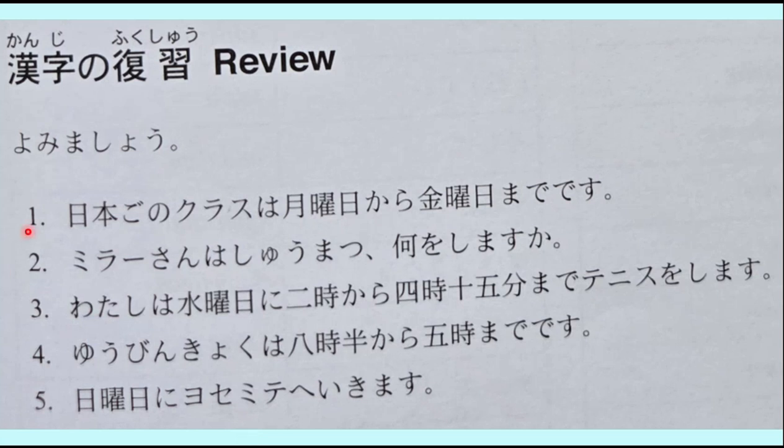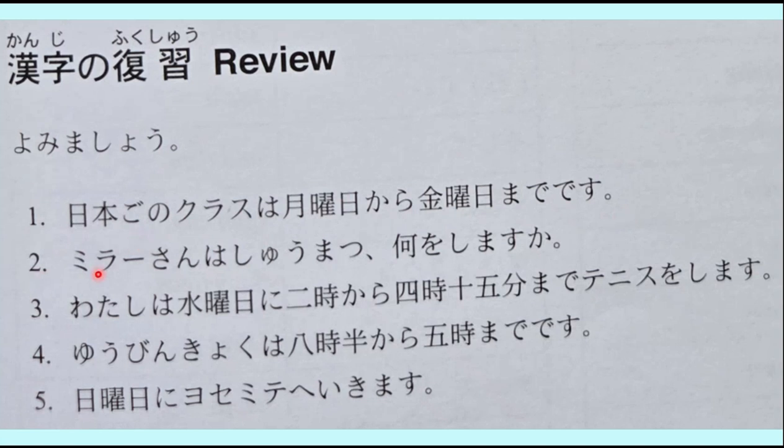So let's read number 1. Try to read what is written here. So it's written Nihongo no kurasu wa. Just remember, this is kanji, this is hiragana, and this is katakana. So see, all the three scripts are used in writing this Japanese sentence. Nihongo no kurasu wa getsuyobi kara kinyobi made desu. So what does that mean? The Japanese class is from Monday to Friday.